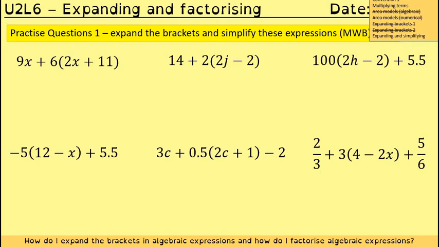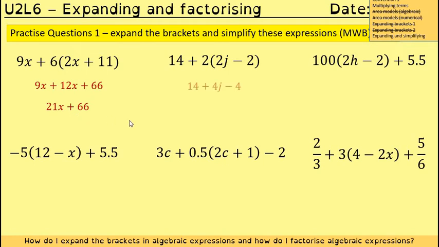So for the first one, we need to multiply out the bracket first to give 9x plus 12x plus 66, and collecting like terms to give us 21x plus 66. I'm not going to give the rearranged version of every single problem here, so you might just need to take your initiative to mark your work. If you got 66 plus 21x, you know that that is also correct.